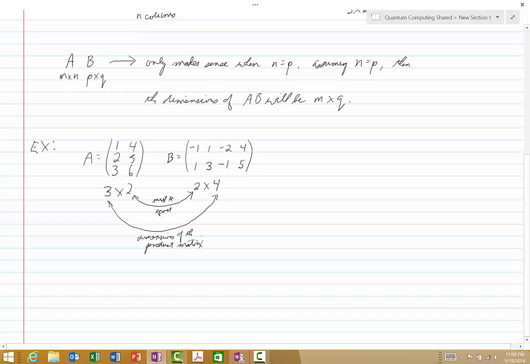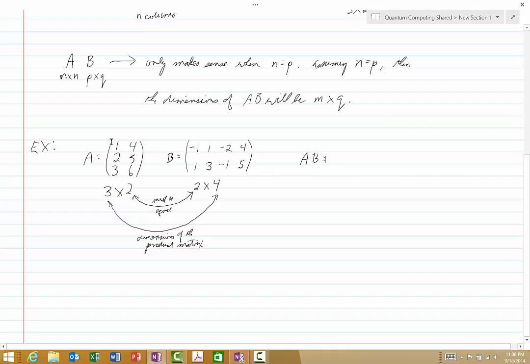So the product matrix will be a 3 by 4 matrix, and let's go ahead, I imagine most of you have seen this before, but let's review quickly how we would multiply A times B. Okay, so we go across the rows of the first matrix while we go down the columns of the second matrix. Now what that means is the following.